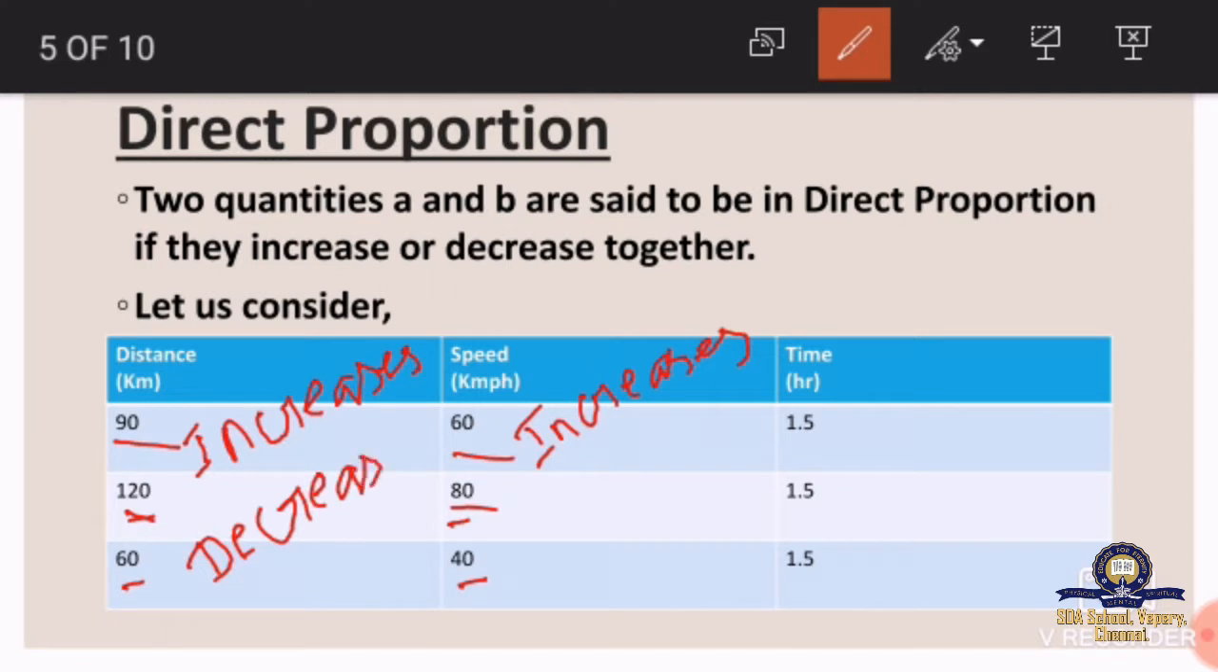Where the distance decreases, the speed also decreases. This shows that two quantities A and B are said to be in direct proportion if they increase or decrease together. This is known as direct proportion.